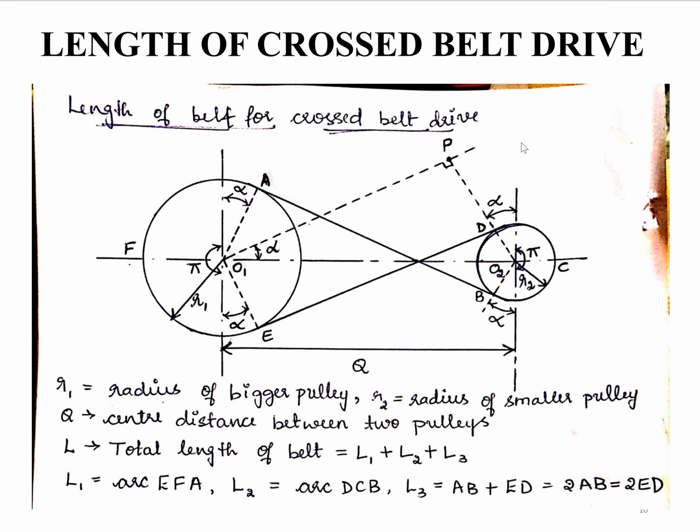Apart from that, everything remains the same in this case also. Here also we will find the arc lengths of E, F, A as well as the arc length of B, C, D, and then we will find the lengths of AB as well as the length of ED. But the only thing is, here in both the driver and driven pulley you have 180 plus 2 alpha, but in the case of an open belt drive, on one side it is 180 plus 2 alpha, and on the other side it will be 180 minus 2 alpha. Because of that change you will get here O1 O2 P equal to R1 plus R2 on this side.